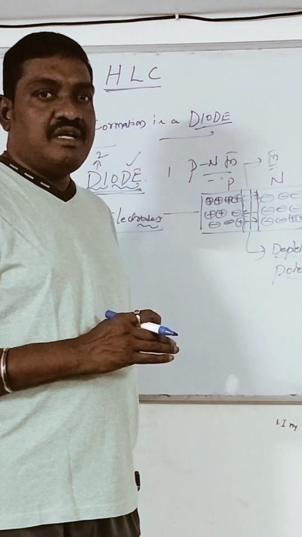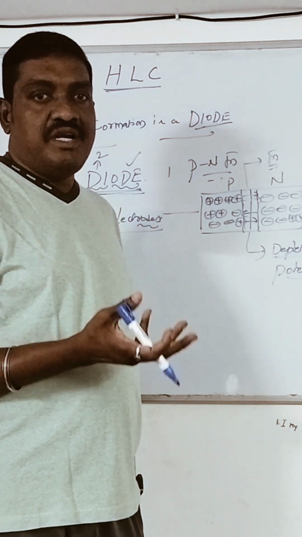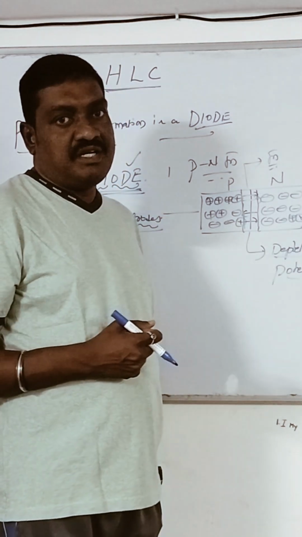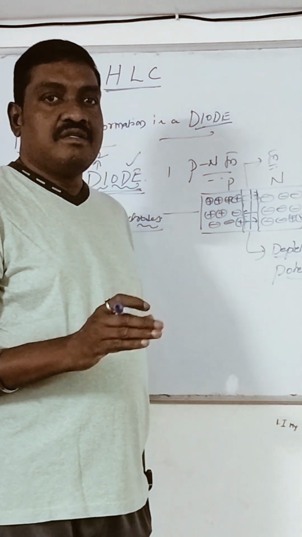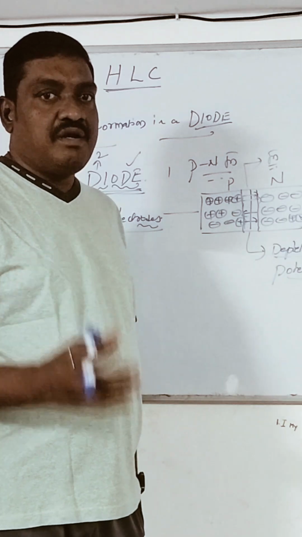To get conductivity across the junction, we have to apply some additional external supply to move the charge carriers. That is what we will explain in the next chapter, on forward bias and reverse bias.